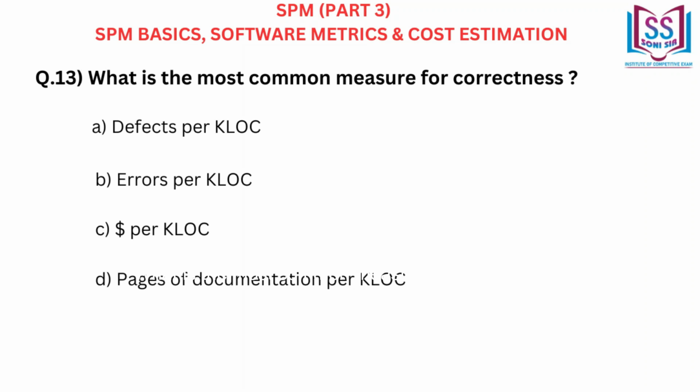What is the most common measure for correctness? A. Defects per KLOC. B. Errors per KLOC. C. Dollar per KLOC. D. Pages of documentation per KLOC. Answer A. Defects per KLOC.